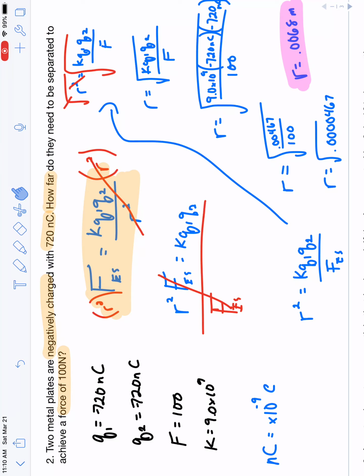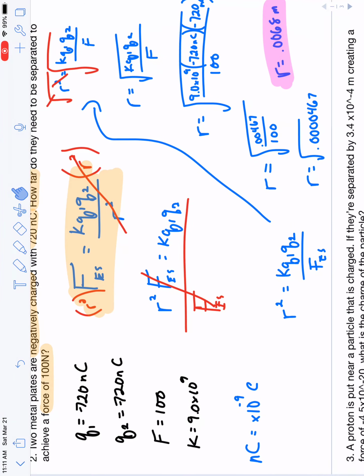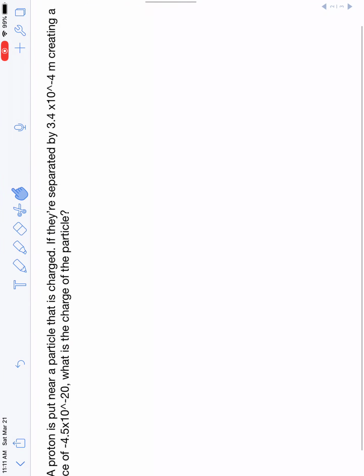Now, in this video, I did it without the numbers. I simply moved the variables. If you first wanted to plug in the numbers and then manipulate the equation with numbers, that's also fine. You would do the same exact steps as I did, and should have the same exact number answer as well. Moving on to number 3.